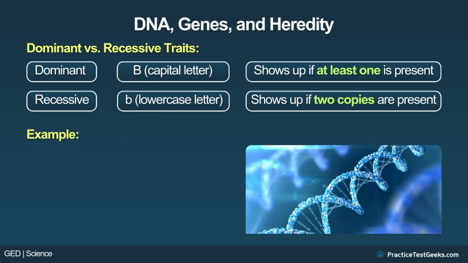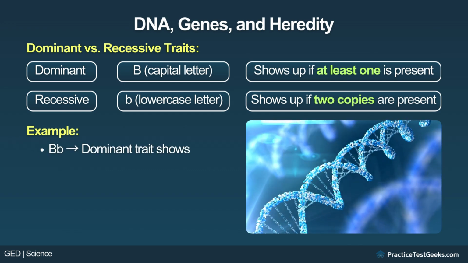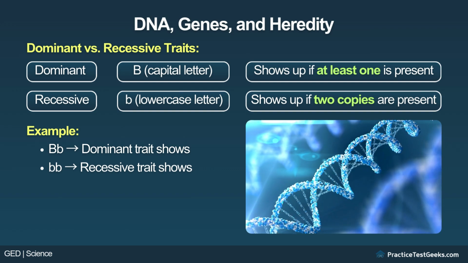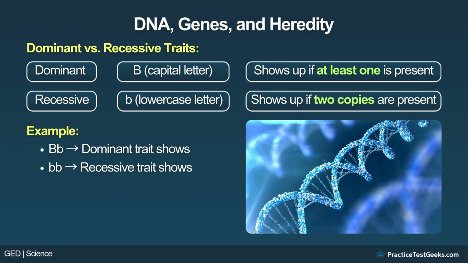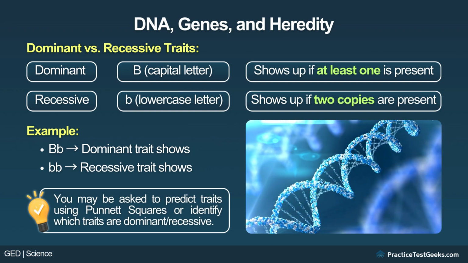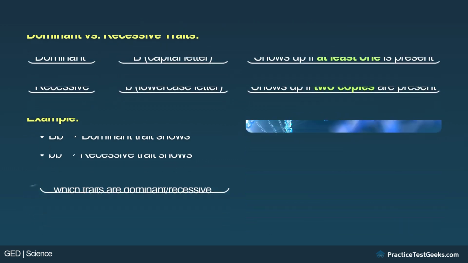Here are two simple examples. If someone has the gene combination Bb, the dominant trait will show up. But if someone has bb, the recessive trait is what you'll see. GED tip: you may be asked to predict traits using Punnett squares or identify which traits are dominant or recessive.